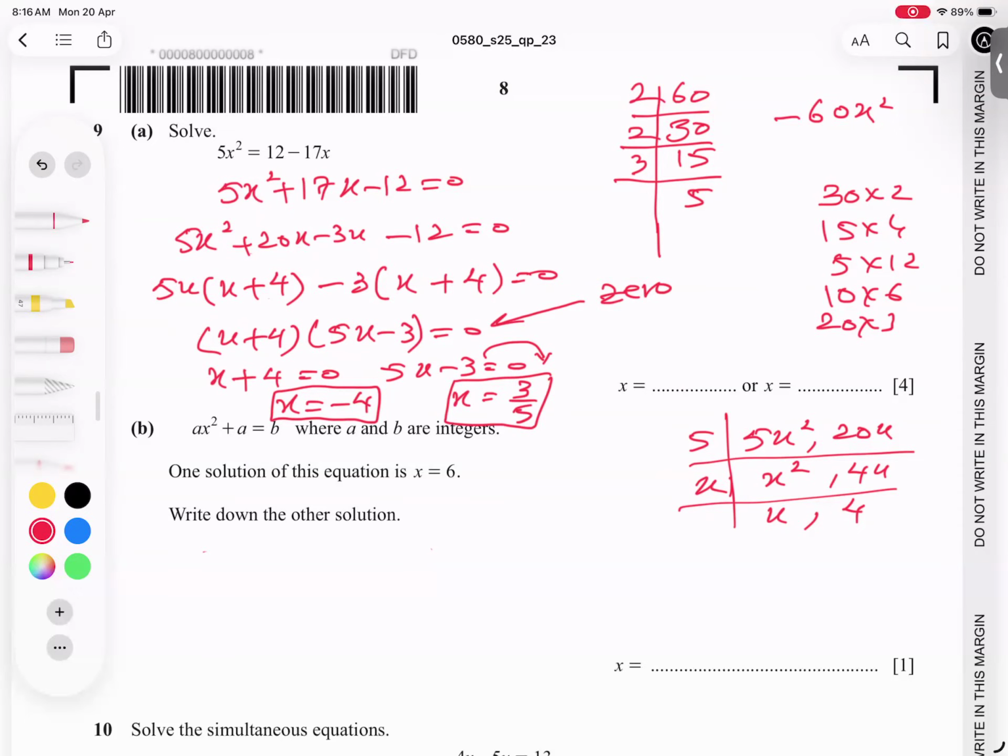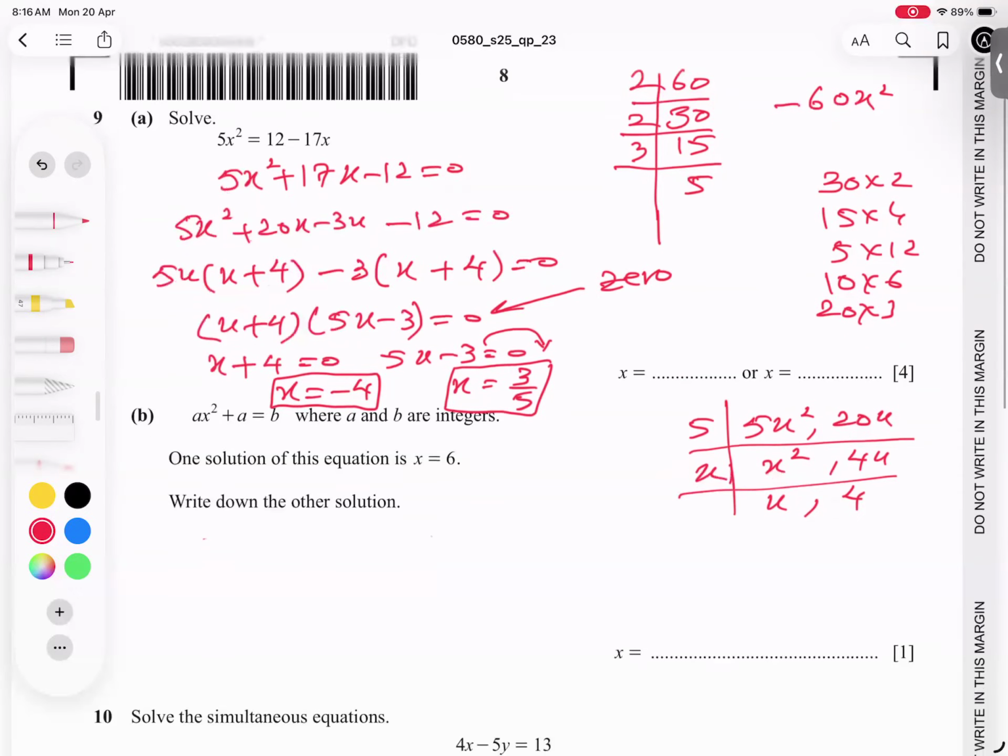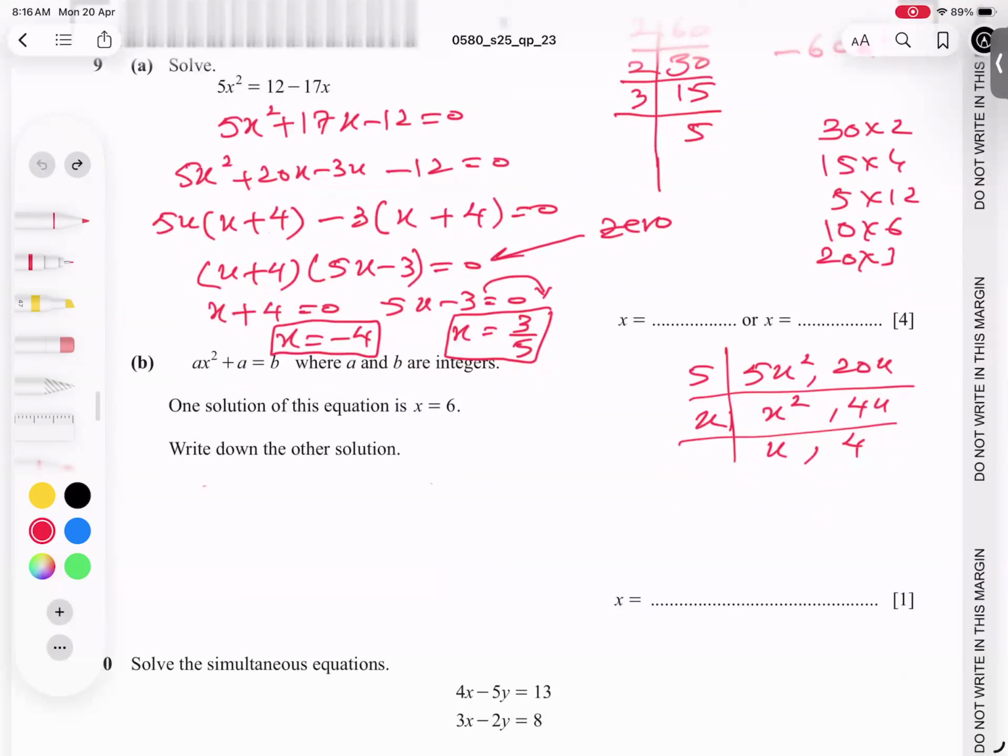So we have done it. Now let's go for the next part. He's saying this has integers. Integers mean whole numbers, A and B all. One solution is 6. Find out the other solution. Interesting part. I'm going to help you. Just I can show you so that you people can understand.